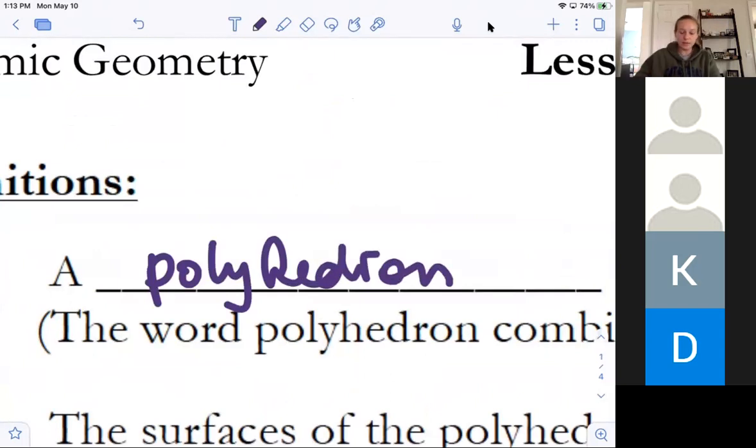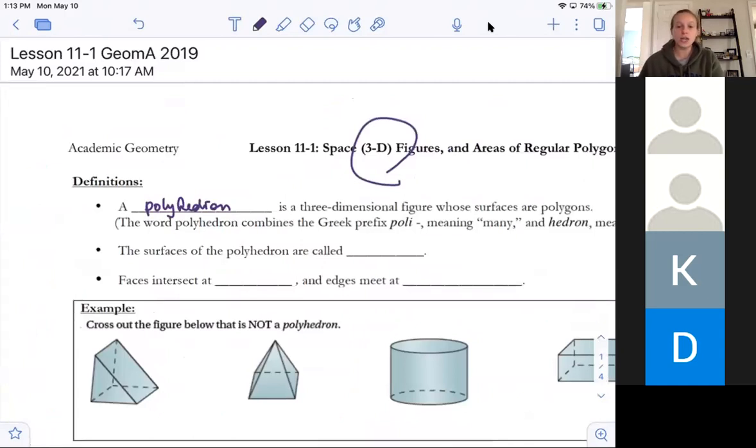A polyhedron is a 3-dimensional shape whose surfaces are all polygons. Remember, a polygon is a shape with straight edges. There's nothing curved. There's nothing crazy. It's just a straight-edged 3D shape.